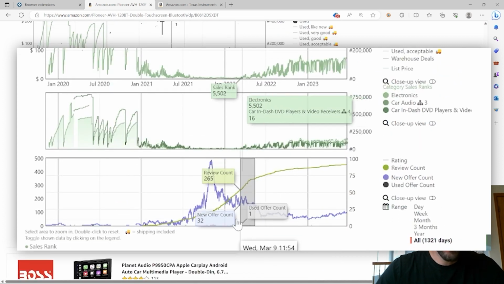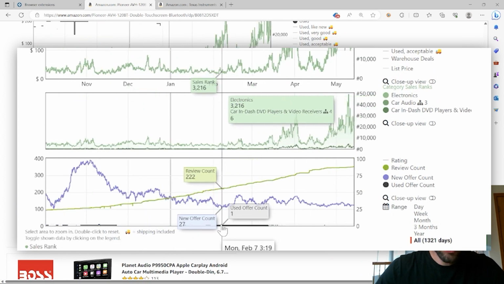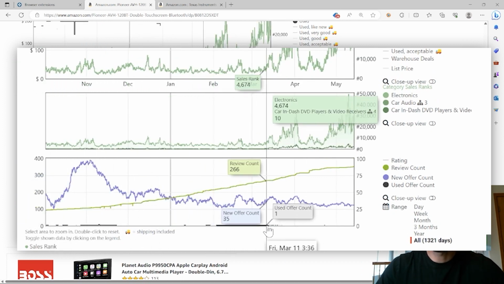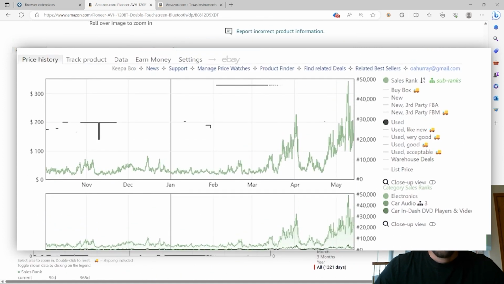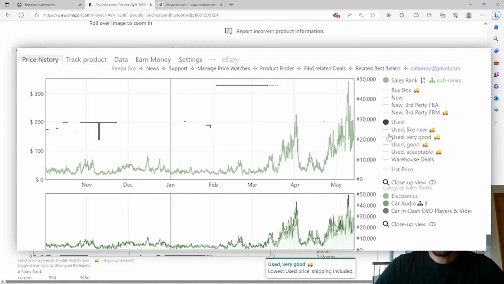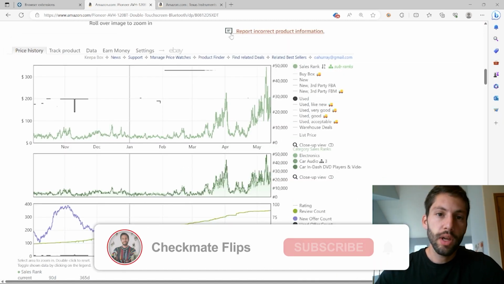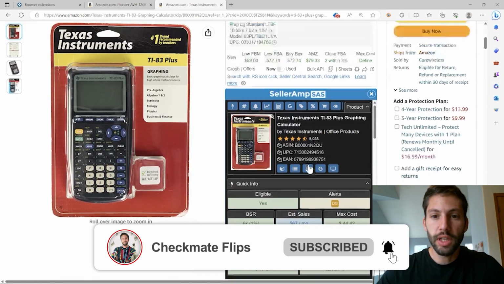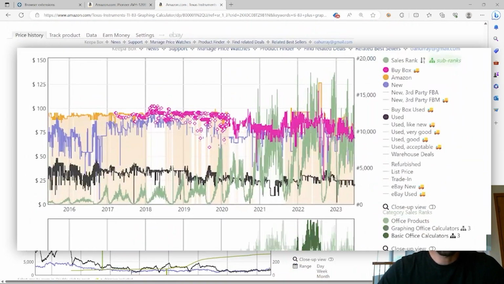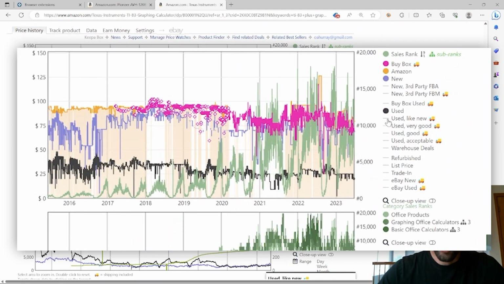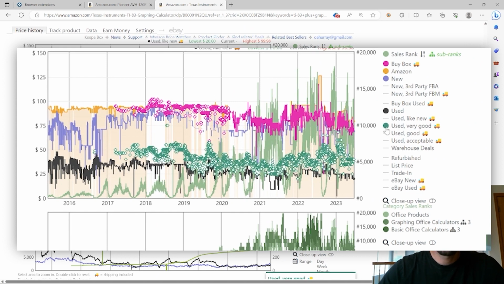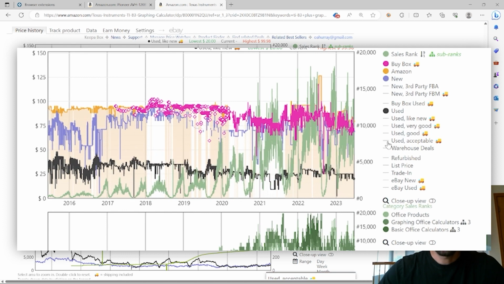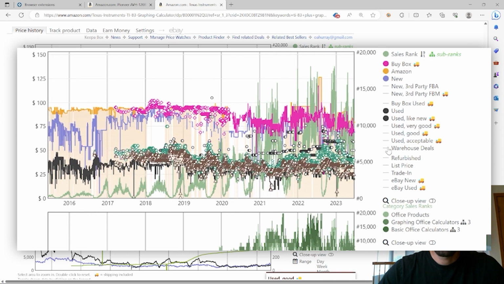We also see the same thing down here where we see this used offers right here. That means there was one used offer on this listing. And also there's going to be used like new, used very good, and used acceptable. And so you can see all the detail as we look at the Keepa graph on this calculator, because there's a used market on this. There are used like new offers, there are used very good offers, there are used good offers, and used acceptable offers. And so if you want to just look at them all at the same time, you can do that.